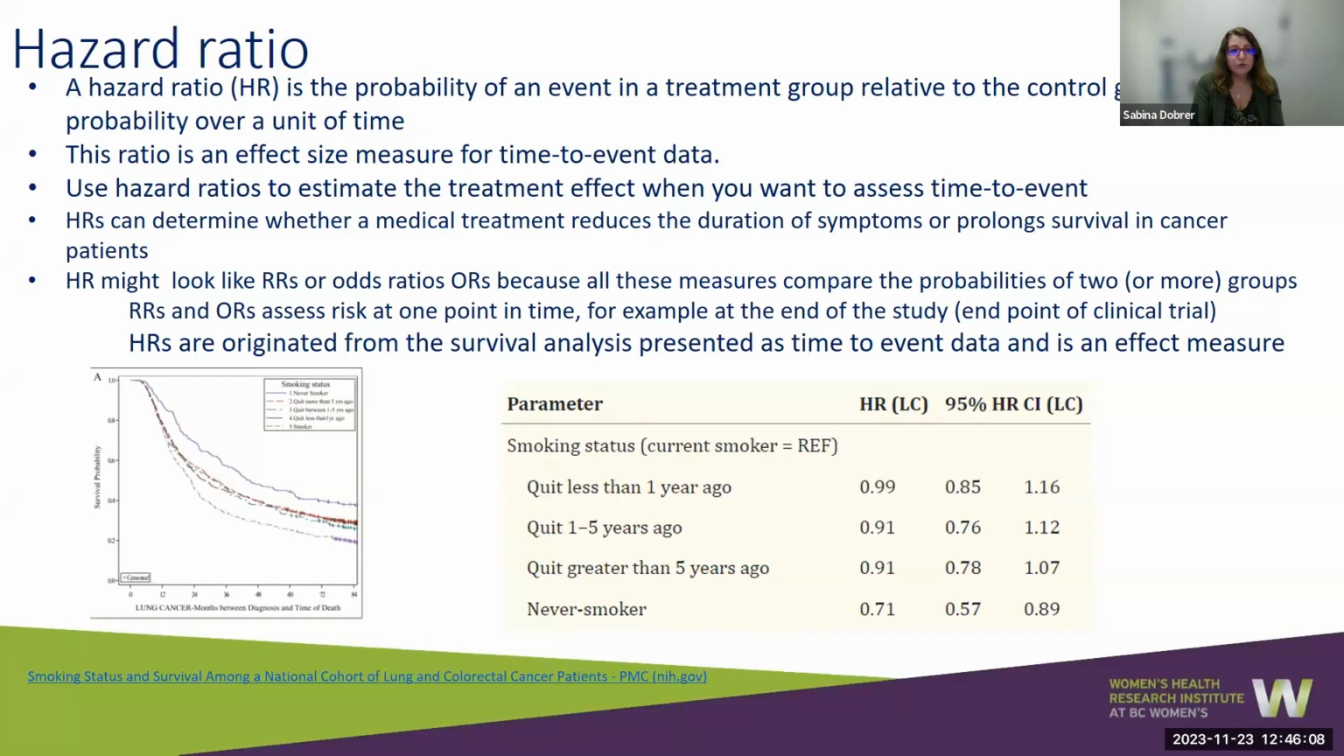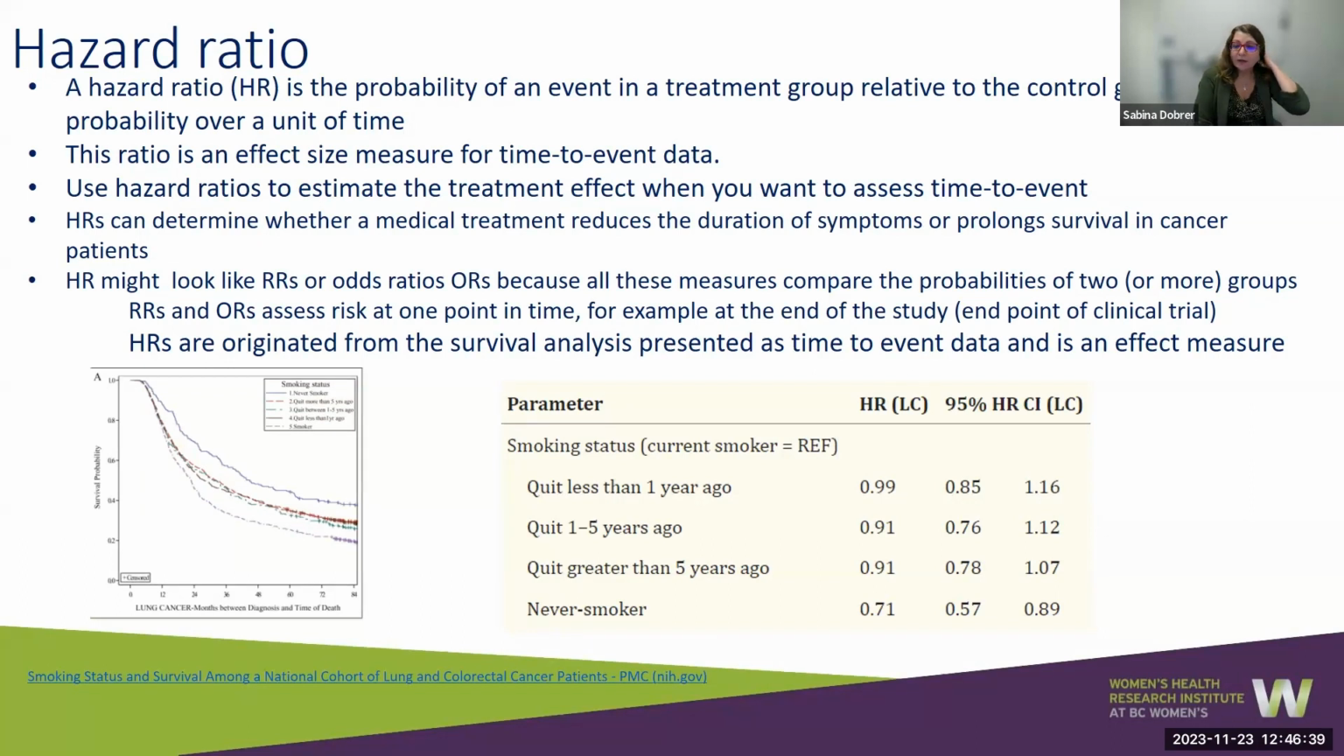Hazard ratios can determine whether a medical treatment reduces, for example, the duration of symptoms or prolongs survival in cancer patients. So to simplify, assuming that you tried a new cancer medication, you followed up your patients for 2 years, and you wanted to see if your new medication actually contributed to prolonged survival from cancer.